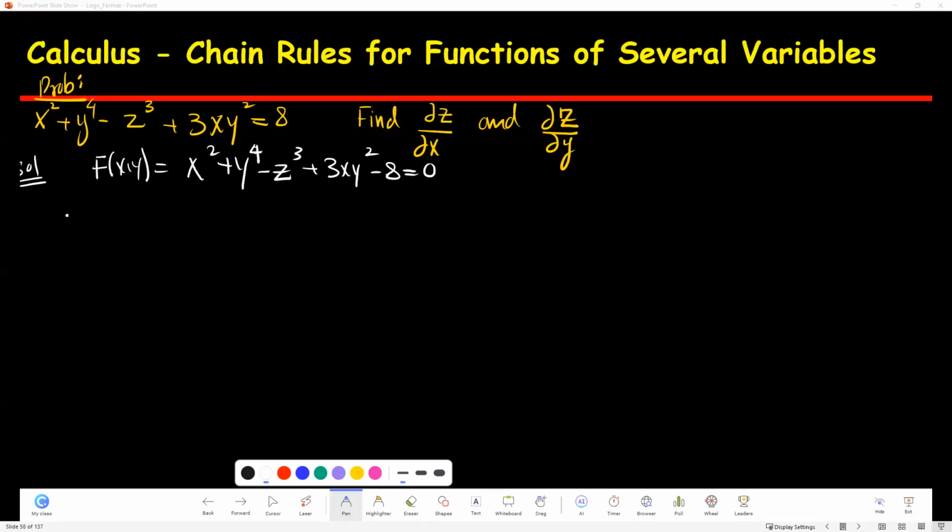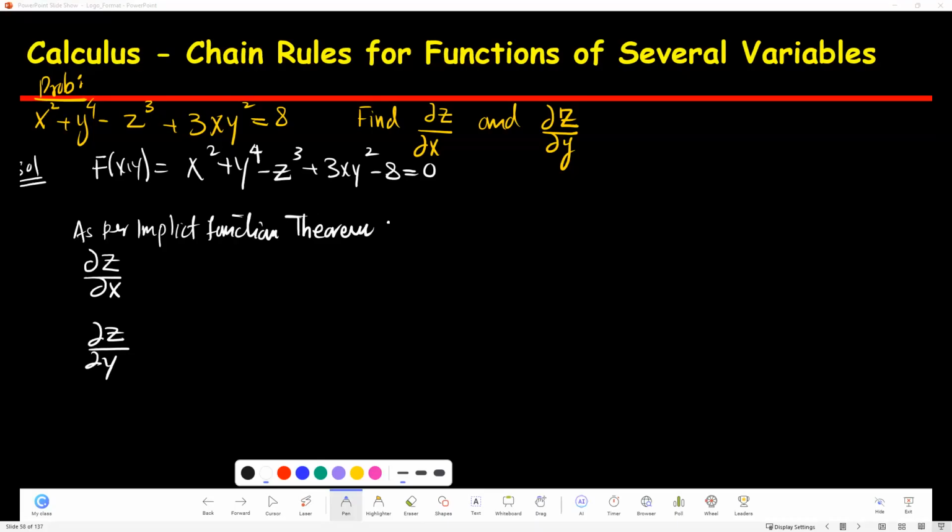Now I'm going to be finding three partial derivatives. But before that, I need to write two things, and I need to calculate these two things. I'm going to be writing according to the implicit function theorem. And that's a little bit tricky part. How can I write this as per the function?